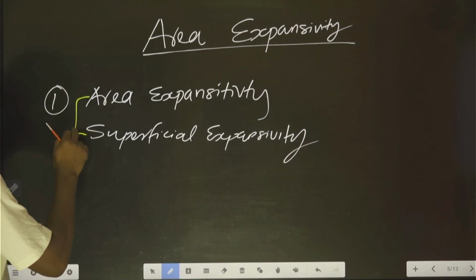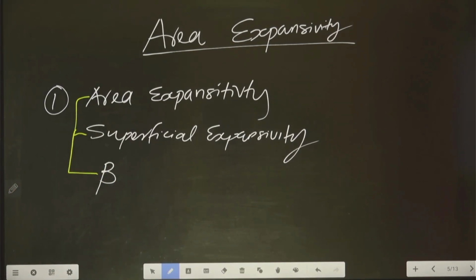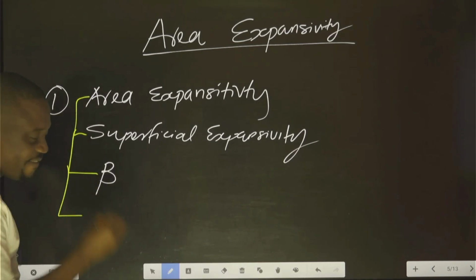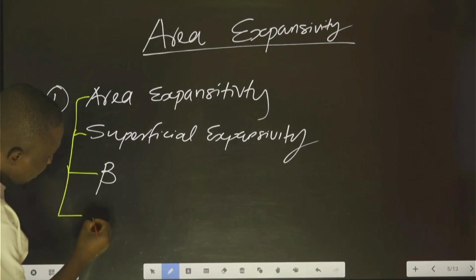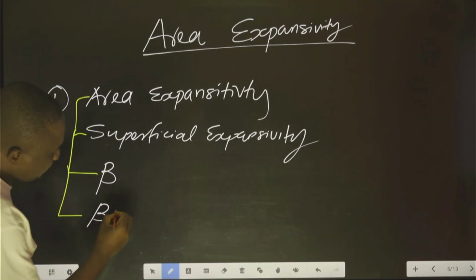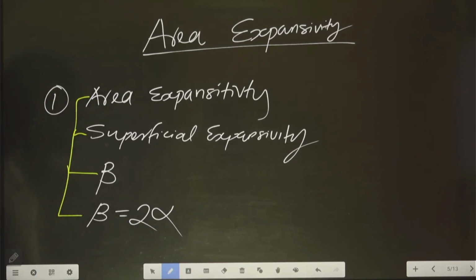Also, put at the back of your mind that it is represented as this. You represent it with what? With beta. Remember that linear expansivity is represented by alpha. Why this is represented by beta. Another thing is linear expansivity has relationship with area expansivity. That is, area expansivity is equal to 2 multiplied by linear expansivity.